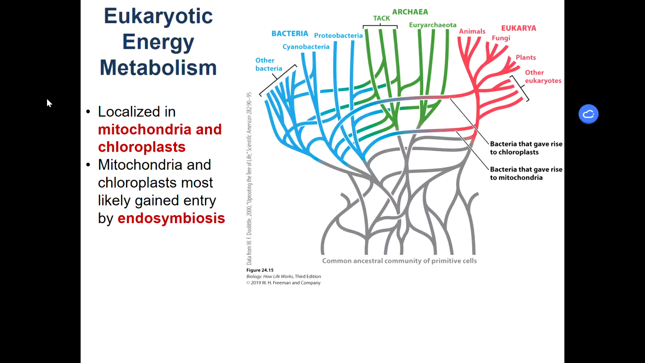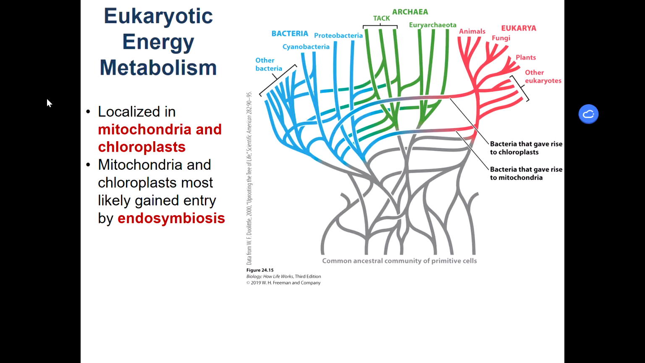So a different way to look at this exact same tree, we can see here's our eukaryotes. They are more closely related, because this is where they join, to the archaea than they are to bacteria. Eukaryotes do energy metabolism in the mitochondria and the chloroplast. So think back to last semester, you learned about cellular respiration and photosynthesis. That is where eukaryotic cells do their energy metabolism.